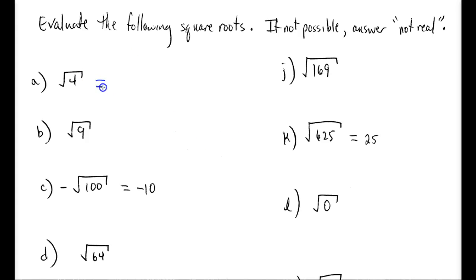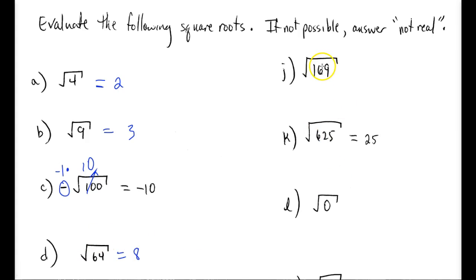So we know that the square root of 4 is just 2. We know that the square root of 9 is just 3 because 3 times 3 is 9. We know that the square root of 100 is just 10, but since we have this negative out here, this negative is understood to be a -1 times whatever the square root of 100 is, which is 10. And we know the square root of 100 is 10 because 10 times 10 is 100. Similarly, we know that 8 times 8 is 64, so the square root of 64 is just 8.